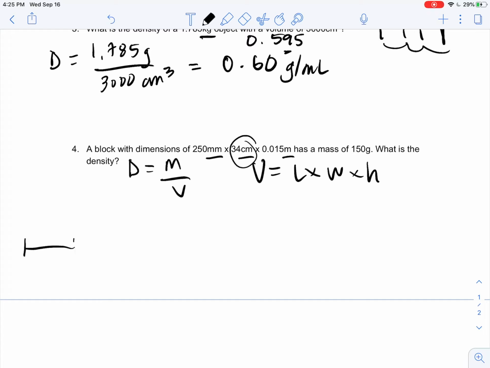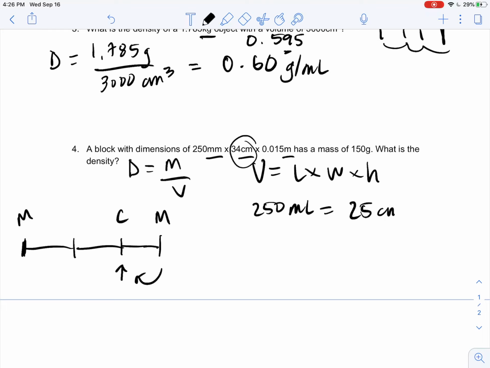Here's a number line. This is a terrible number line. In the middle, you've got the meters. That's the base unit right here. And then to the side, I've got centi, and then I've got milli. Okay, I want them all to be right here at centi. So take your millimeters, 250 millimeters, and you gotta move it 1 spot to the left. So 250 millimeters is equal to 25 centimeters.